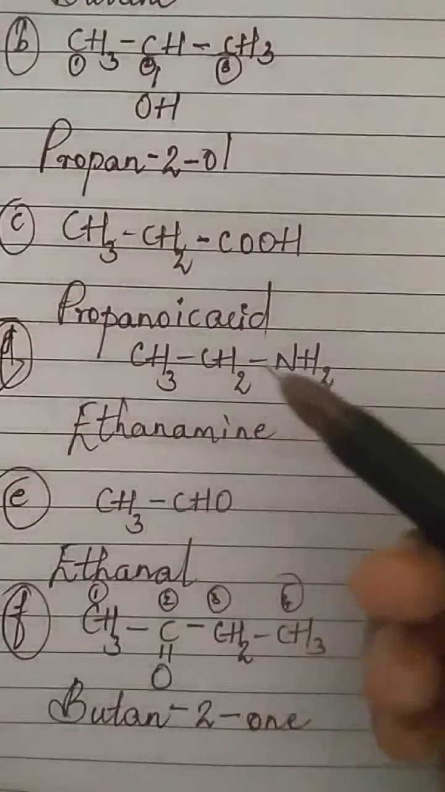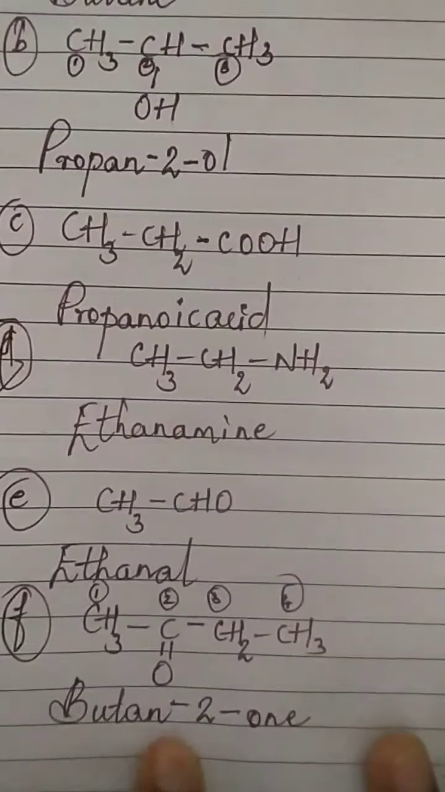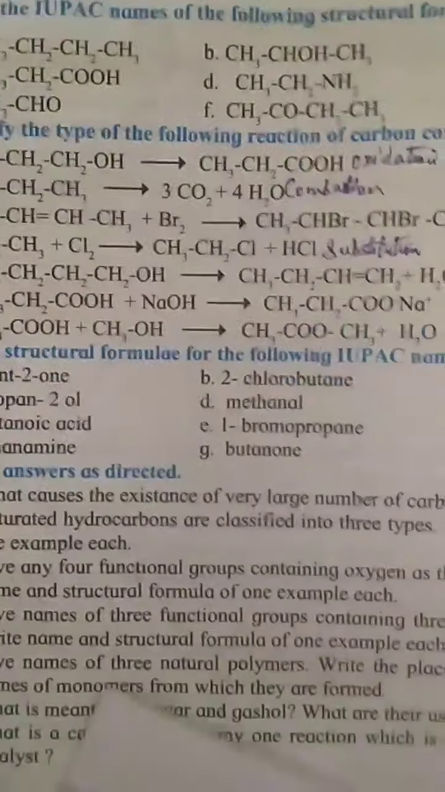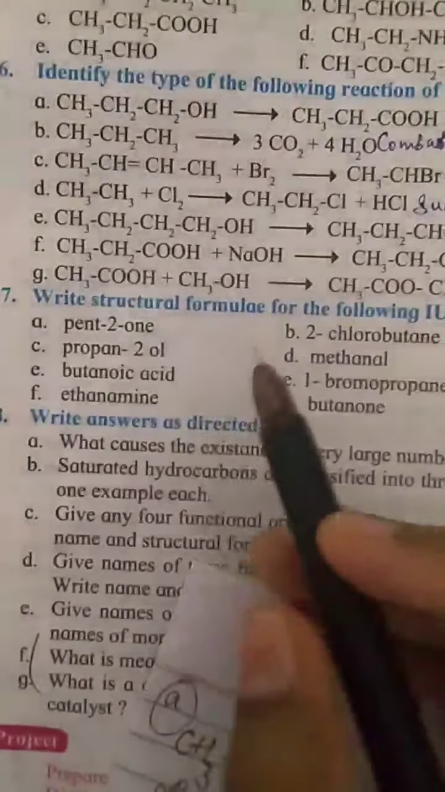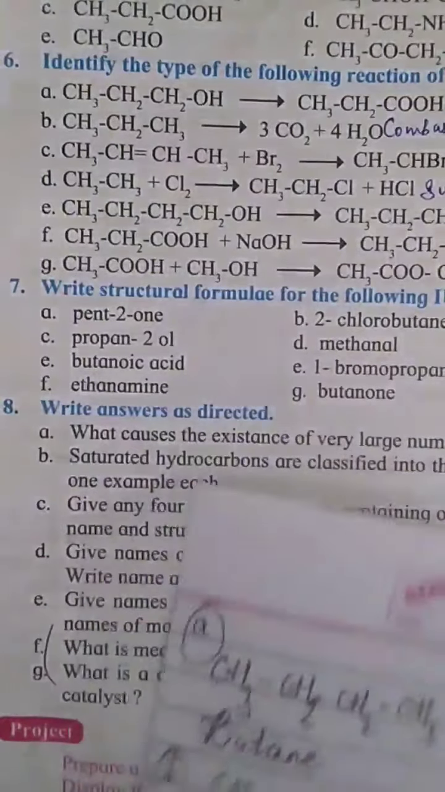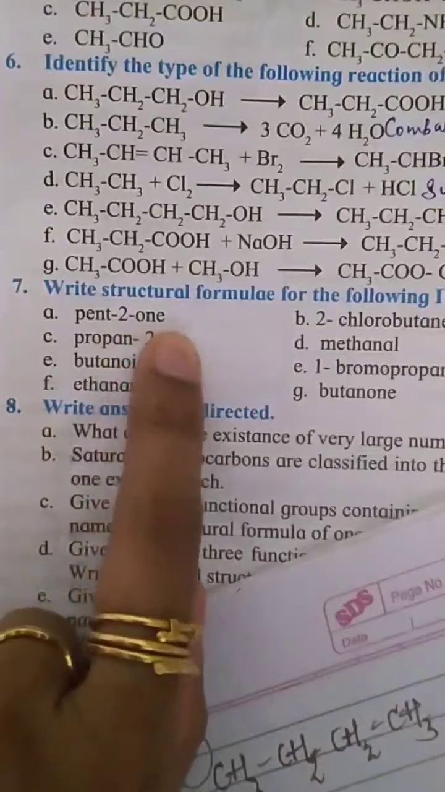Now we will do the other way. That is, name is given, we will draw the structure. Very easy. So let's take the example given in your textbook. Write the structural formula of the following IUPAC names. First one is pent-2-one.